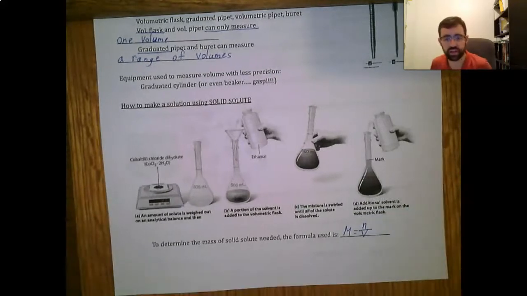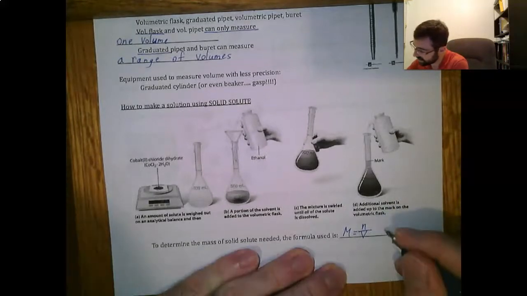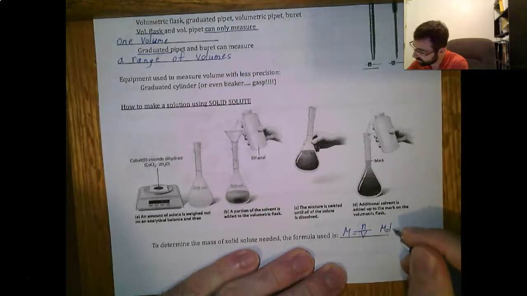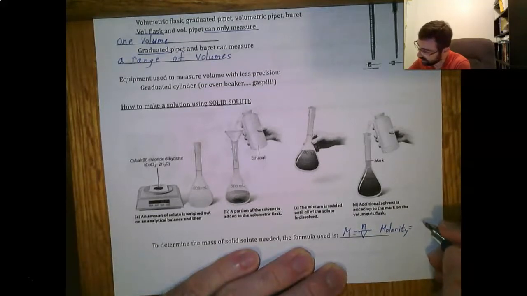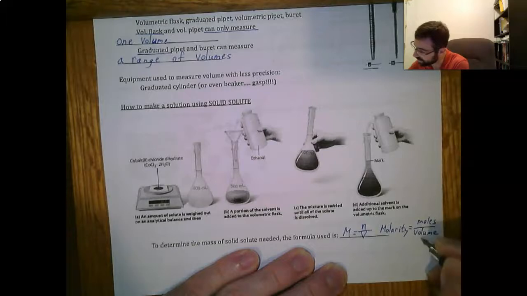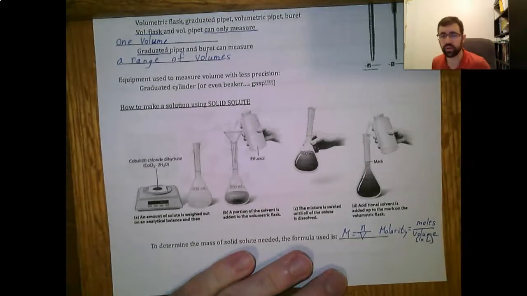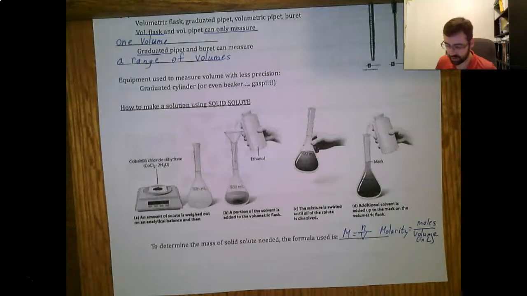Molarity equals N over V. That means molarity equals the moles over volume. And by the way, we find the volume in liters, okay? So it's moles over volume in liters.